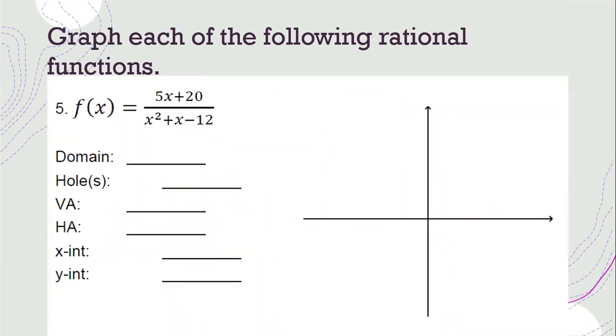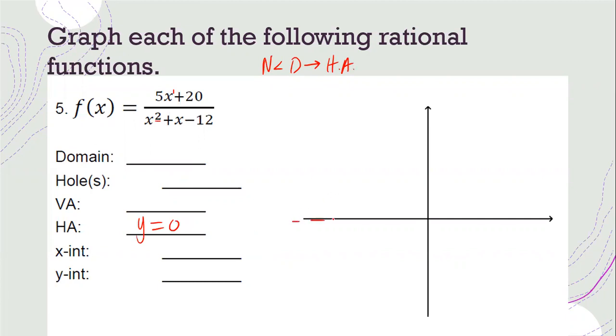And what was step 1 again? Find the horizontal. To find your horizontal or slant, it depends on the degree of your numerator and the degree of your denominator. The degree of my numerator is 1. The degree of my denominator is 2. So the numerator is less than the denominator, which means what? So n is less than d, which means that there is a horizontal asymptote. And what is that horizontal asymptote? Y equals 0. So we do have a horizontal asymptote, and it's at y equals 0.